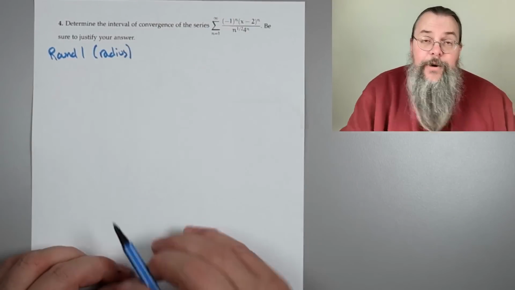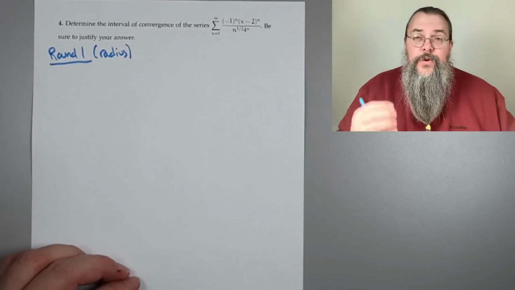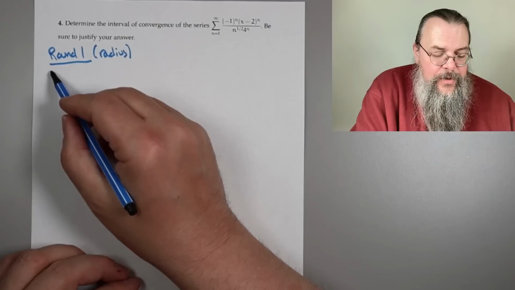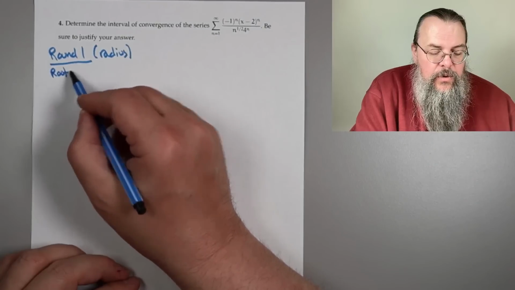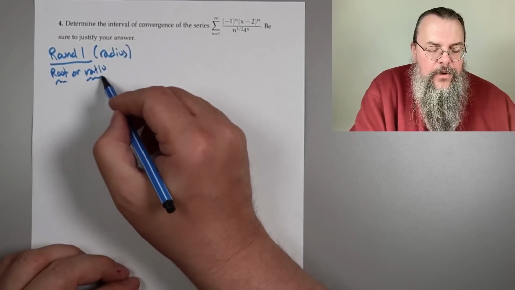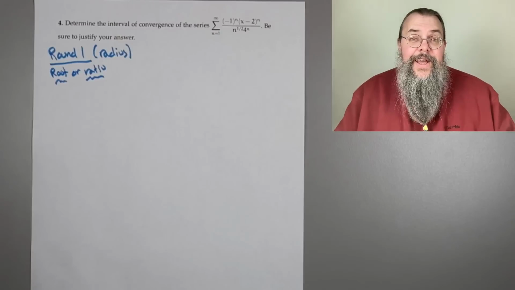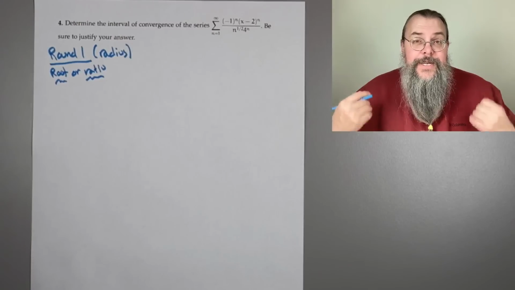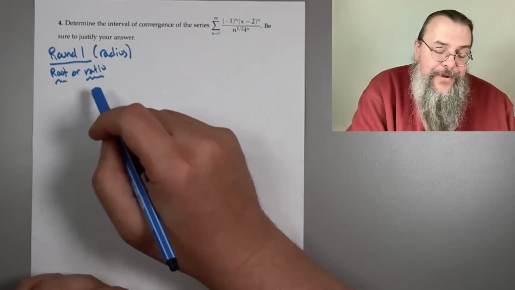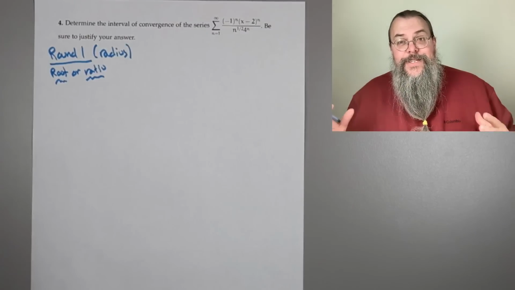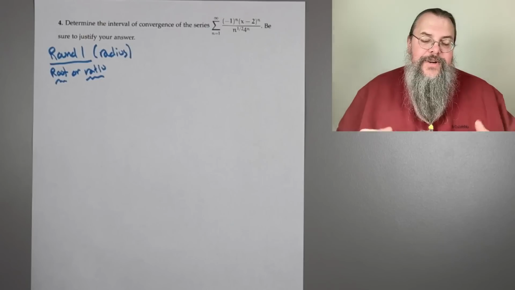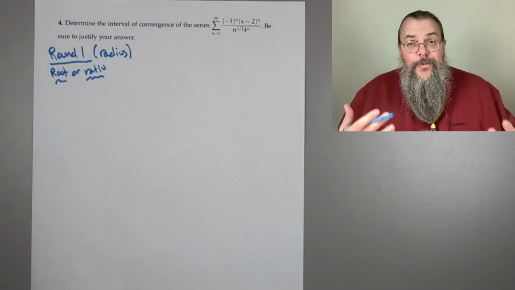And when we're in round 1, we always do one of 2 things. It's either we're going to do a root or a ratio test. And so we have to decide which one we're going to do. And how do you know? Well, here's the rule of thumb. If you see a factorial, you have to go ratio. If you don't see a factorial, lean towards root. And so, no factorial, we lean towards root.